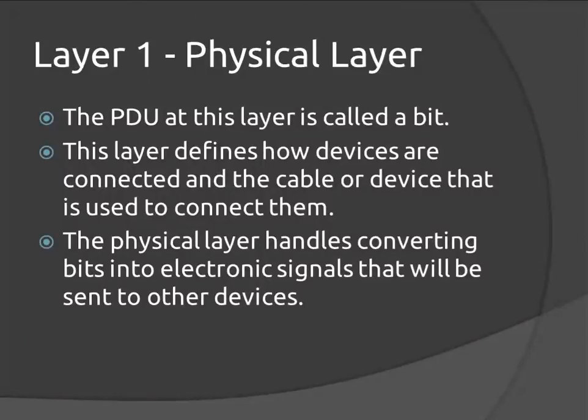Layer 1 of the OSI model is the physical layer. The PDU at this layer is called a bit. This layer defines how devices are connected and the cables that are used to connect the devices. Bits are processed into electrical signals that can be sent over the network cables in this layer.